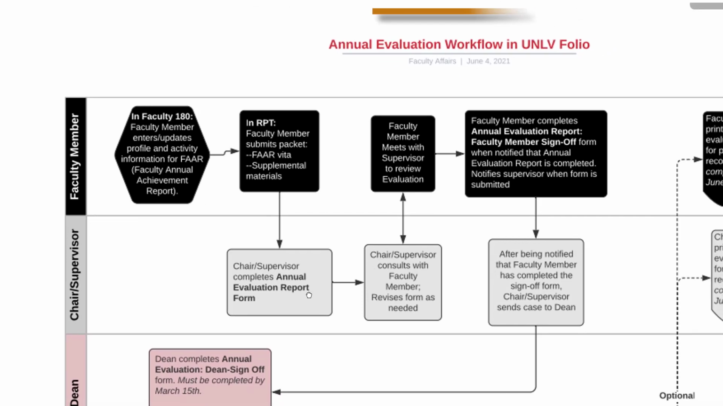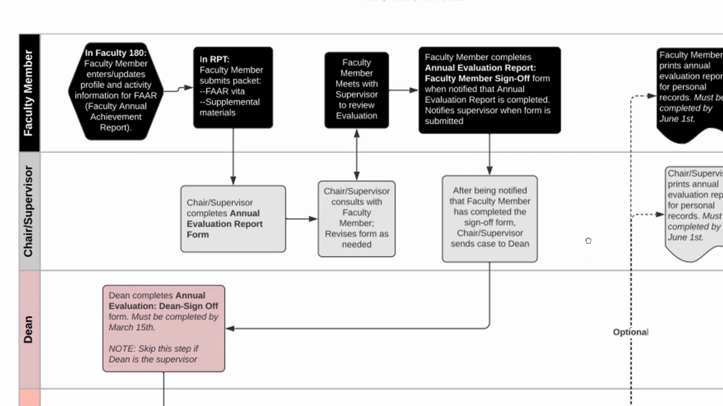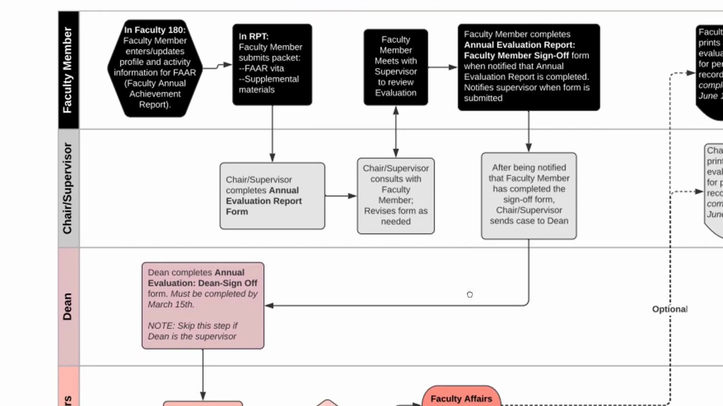After the FAR is submitted, it moves to Step 1, Annual Evaluation Report Generation and Consultation. During this step, the chair or supervisor will complete the Annual Evaluation Report form for the faculty member and then set up a meeting to have a consultation. Once the report is finalized, the faculty member will return to UNLV Folio and complete the sign-off form. The chair or supervisor will then go ahead and send the case forward to the next step, which is the dean review.